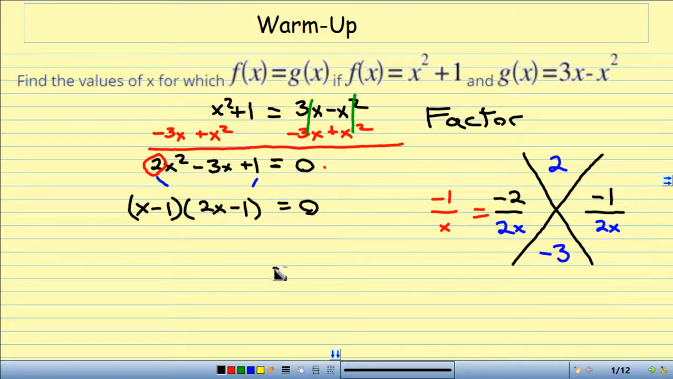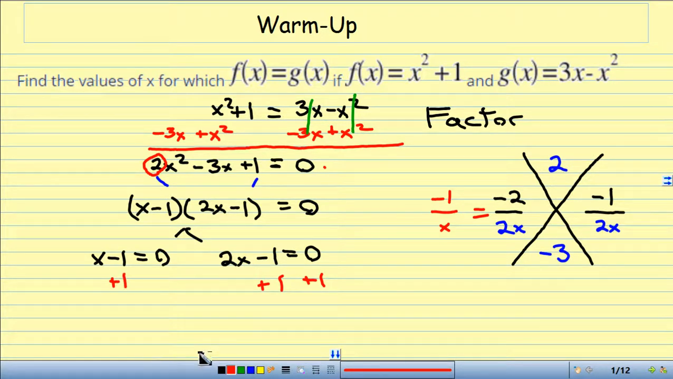So x minus 1 times 2x minus 1 gives me 2x squared minus 3x plus 1. And now to solve it, split it up. So I've got x minus 1 equals 0, and I've got 2x minus 1 equals 0. So add 1 to both sides. Plus 1, plus 1, plus 1, plus 1.